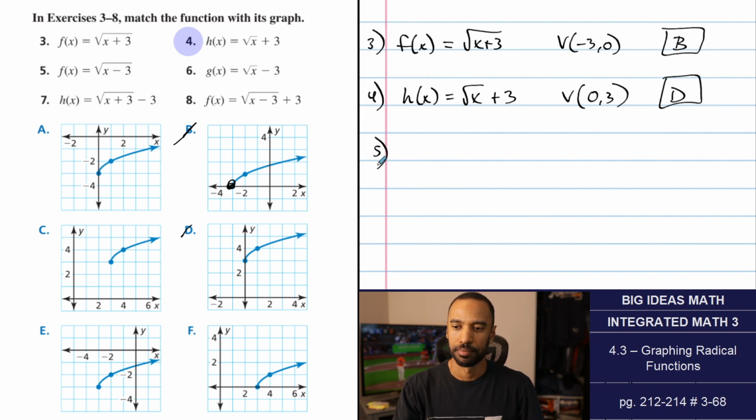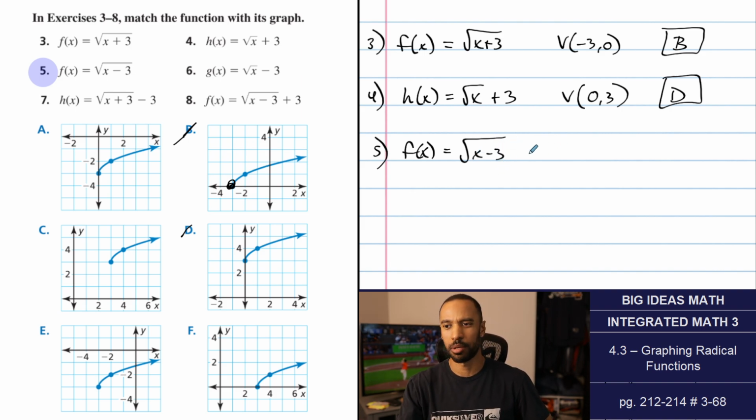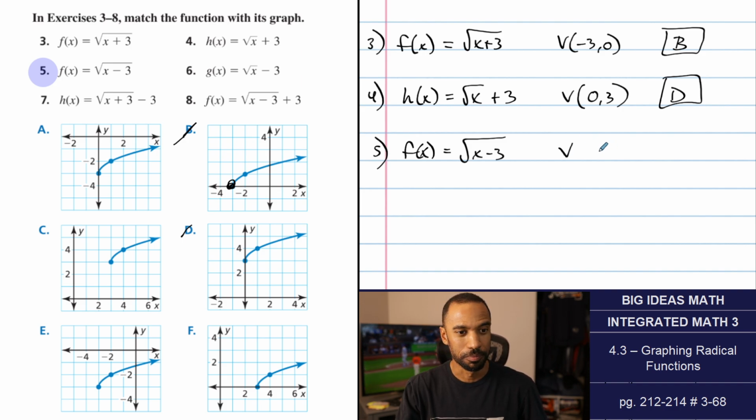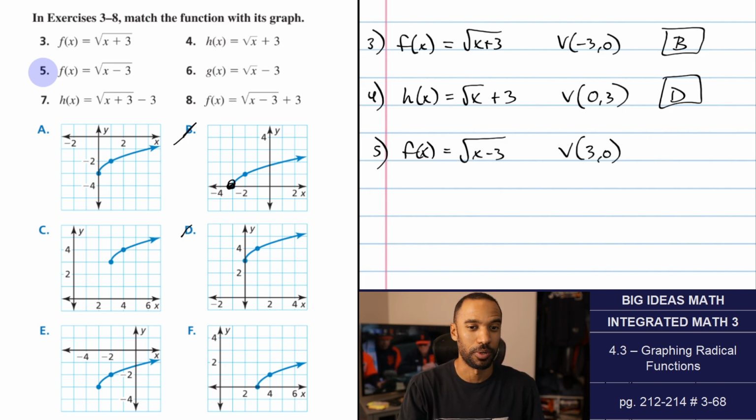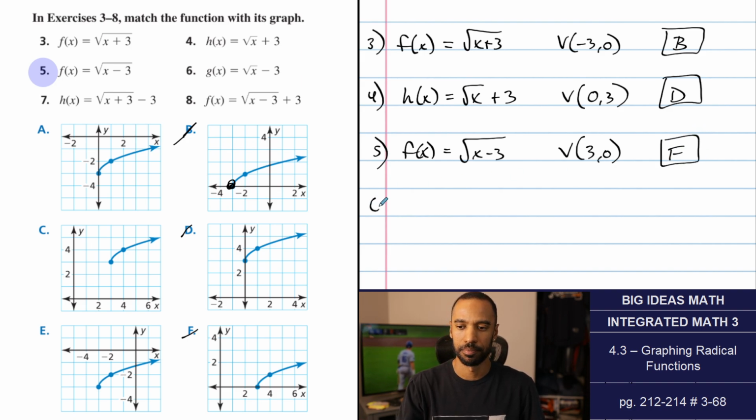Number 5, f of x equals square root of x minus 3. I think I'm going to be able to get through this. I think I'm okay. If you missed my very beginning intro, I inhaled too much food. This one is going to be at 3, 0, and I had trouble recording the first time. That's 3 to the right. So 3 to the right looks like F. Oh, why is A? Oh, these are crossed out. Okay. B, D, F. So we went down the right side there.